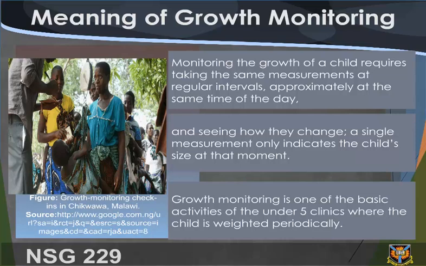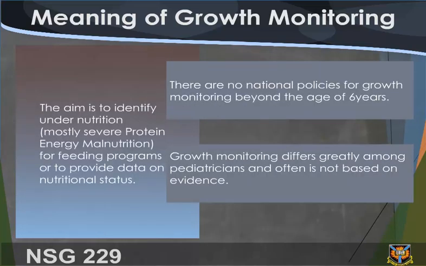Growth monitoring is one of the basic activities of the under-5 clinics where the child is weighed periodically. The aim is to identify undernutrition, mostly severe protein-energy malnutrition, for feeding programs or to provide data on nutritional status. There are no national policies for growth monitoring beyond the age of 6 years. Growth monitoring differs greatly among pediatricians and often is not based on evidence.